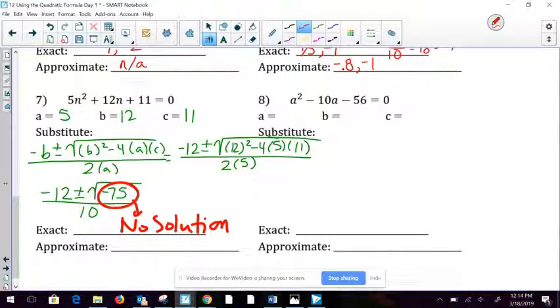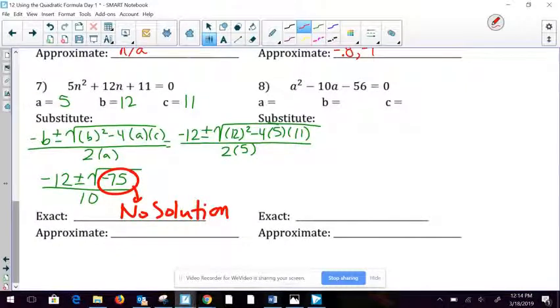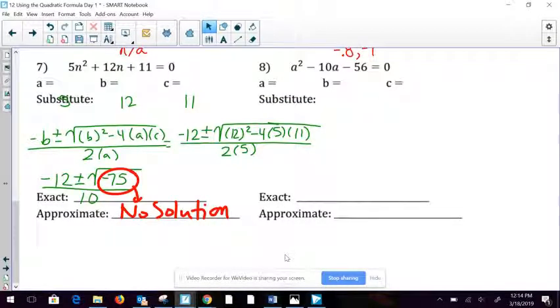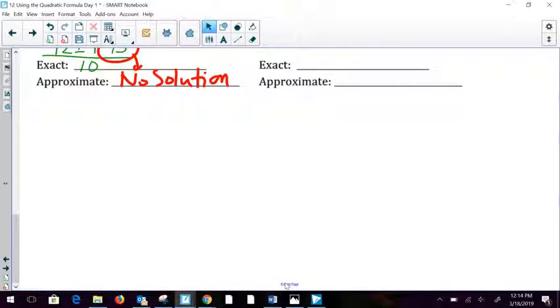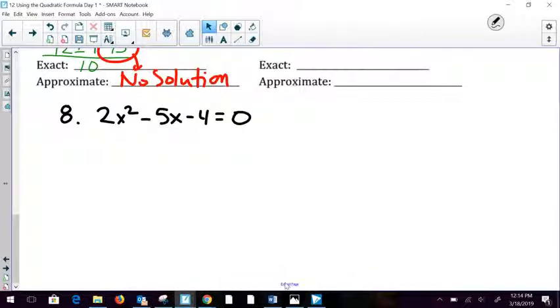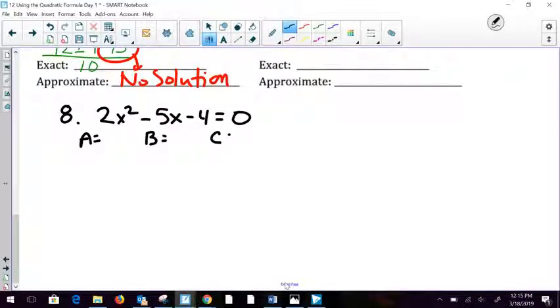Good. Okay, we're actually going to skip number 8, and I'm going to have you guys write a different problem down below. So I would like you guys to go ahead and, let me hide this really fast, move the page. We're going to go ahead and try a different problem. So we're going to make this our new number 8. For number 8, I want to use the equation 2x squared minus 5x minus 4 equals 0. We're going to start by identifying our a, our b, and our c.